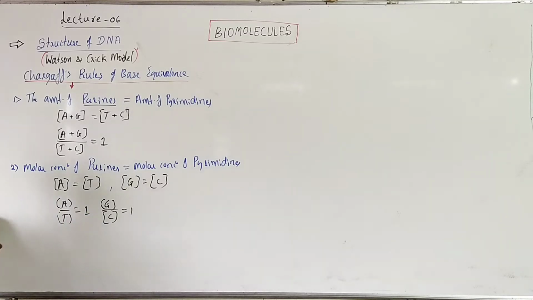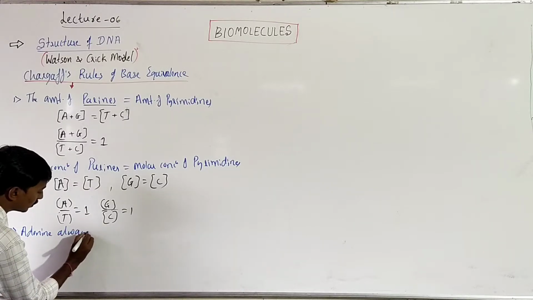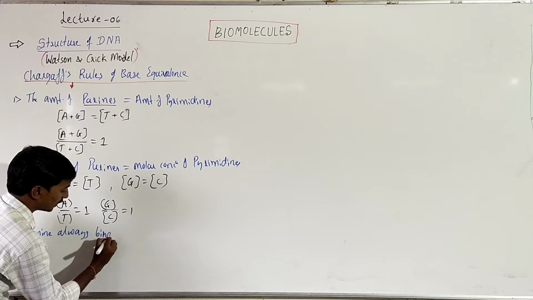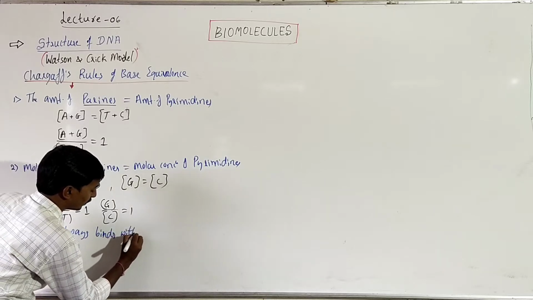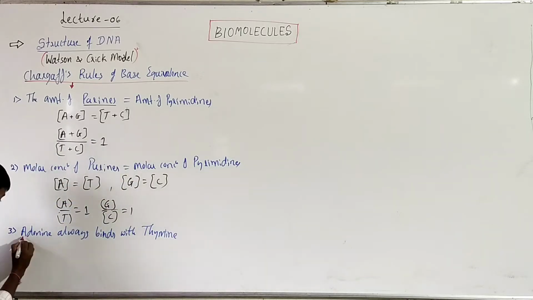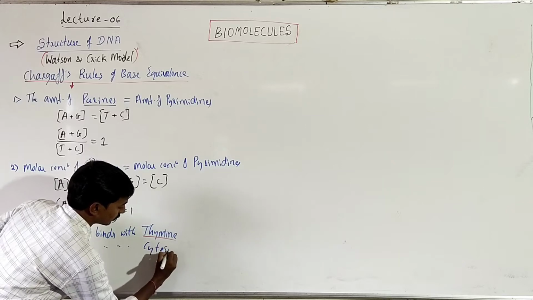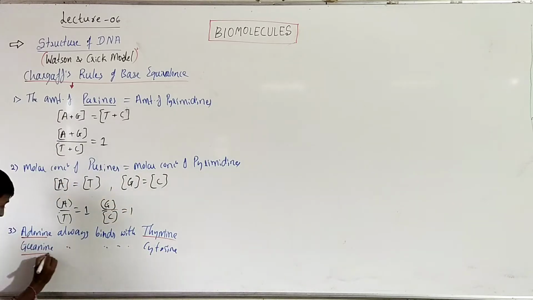Similarly, the third law is adenine always binds with thymine. Remember, adenine always binds with thymine. Similarly, guanine always binds with cytosine. So guanine always binds with cytosine.